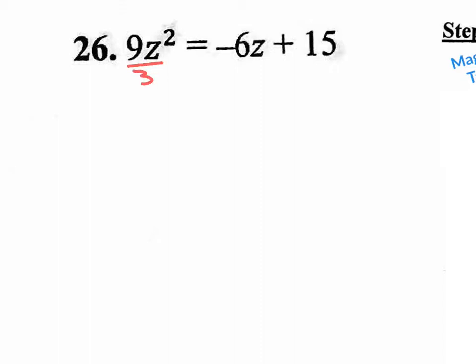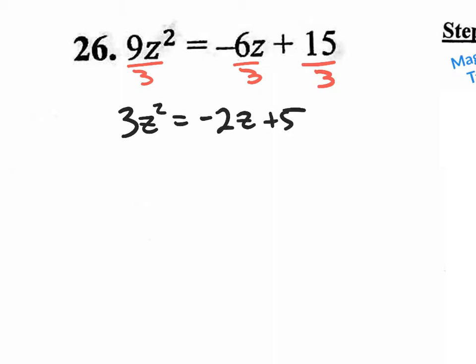You could divide this by 3, this by 3, that by 3. Why? Because it's an equation. Whatever you do to one side, as long as you do it to the other, you could do it. So let's divide everything by 3. It'll make it a little easier for us. We'll have 3z squared equals -2z plus 5.